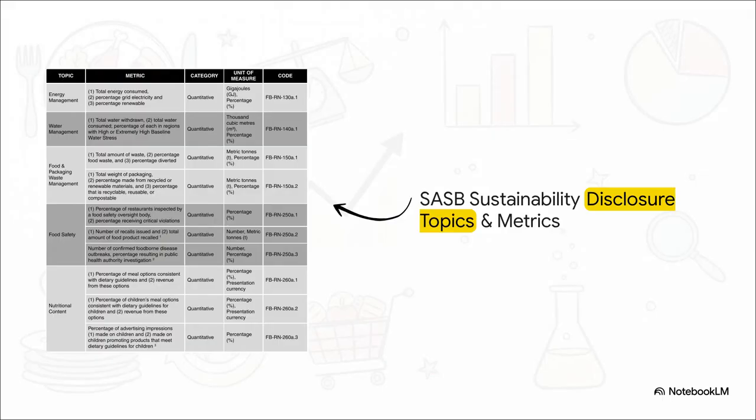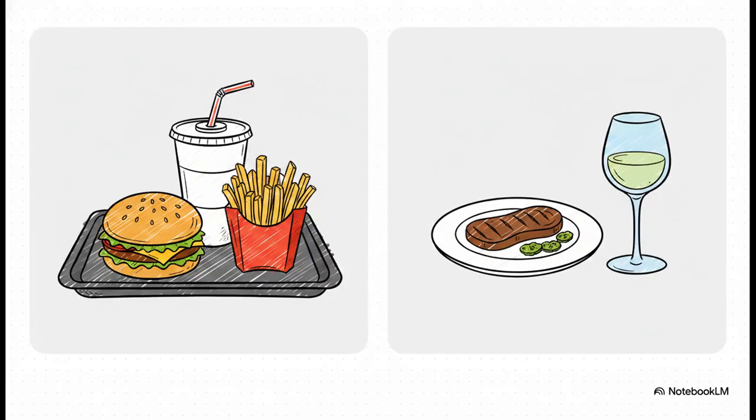Moving right along to Section 2, defining a meal option. If we dive directly into the SASB standards, the specific metrics we're laser focusing on today are right under the nutritional content section. That's FBRN 260A.1 for standard meals and FBRN 260A.2 for children's meals. These metrics dictate exactly what we need to report. But before we can crunch a single number, we need to ask, what exactly qualifies as a meal in the eyes of this standard?